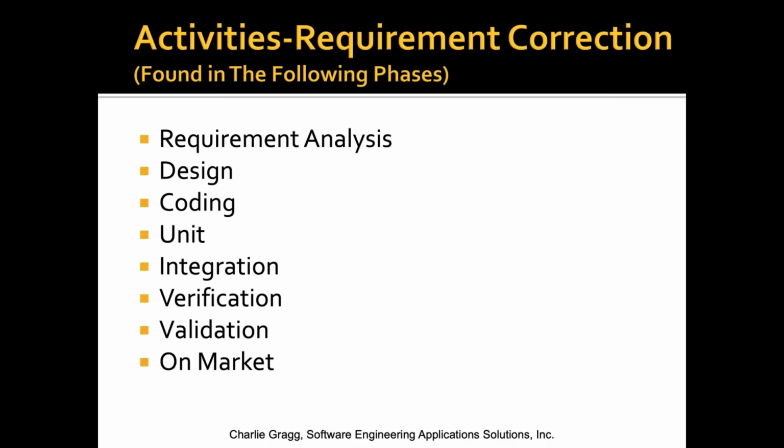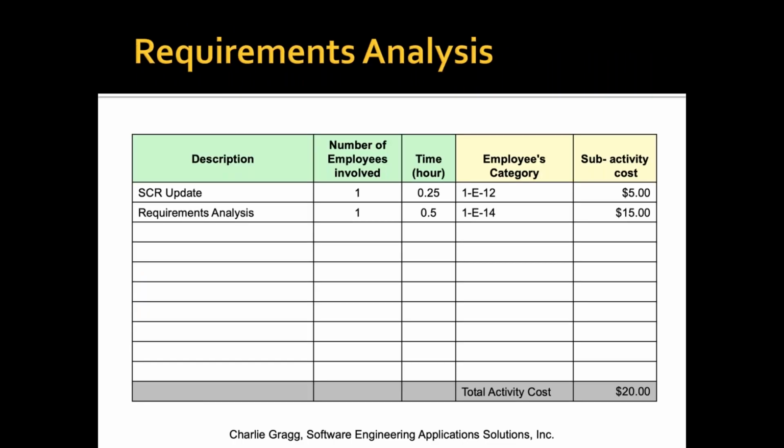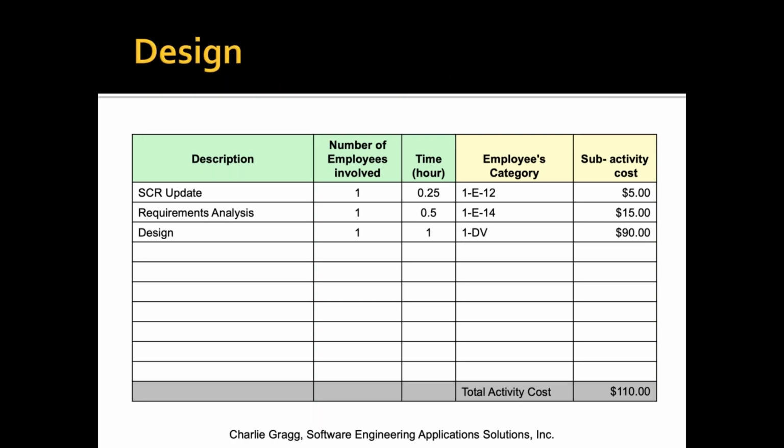So again, the activities will be different depending upon when the need for the change for the requirement is found. Let's look at the cost of finding the needed requirements. And we're going to go through the requirements analysis, design, coding, unit integration, verification, validation, and on market. The same requirements change. So if we find it in the requirements phase, we have $20 that we're going to spend. A quarter of an hour for the updating of the paperwork and a half hour for the requirements analysis. If the change is identified during the design, we have an additional $90 plus the cost of the SCR update and the requirements analysis. Now we're up to $110.